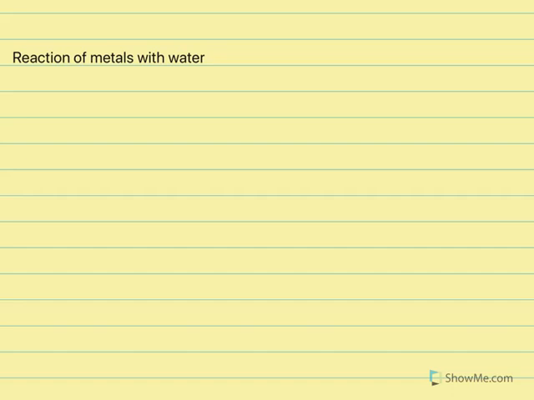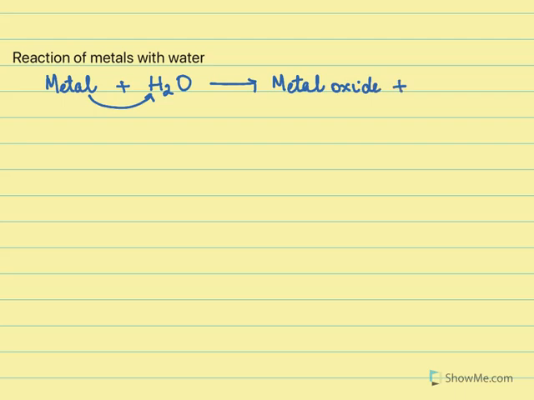Reaction of metals with water. So metals, they react with water. The metals will displace this hydrogen and hence form metal oxides plus hydrogen. So when metals react with water, you get metal oxides and hydrogen.